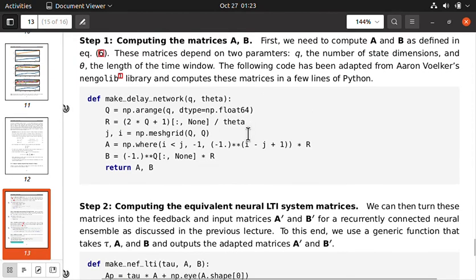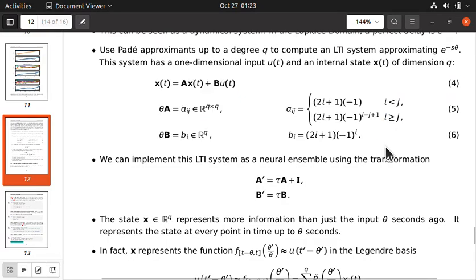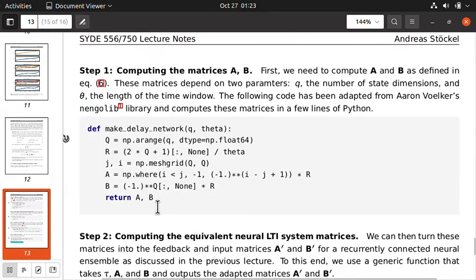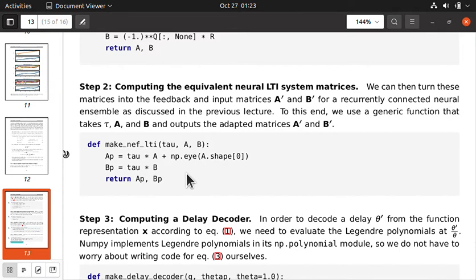Again, in the notes, there's a little bit of code that generates those A and B matrices according to Aaron's math, where he derived this stuff. That just generates the A and B matrices. This will take those A and B matrices and do the conversion that happens in Nengo when we say, hold on a second, in the neural engineering framework, I have a differential equation and I need to implement this using neurons. I need to multiply by the time constant of my low-pass filter, and I need to add the identity.